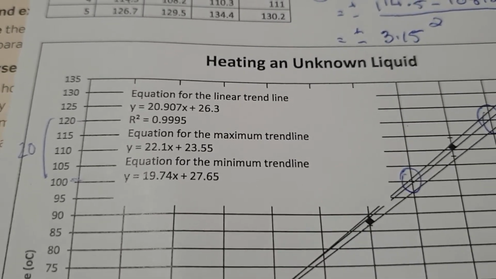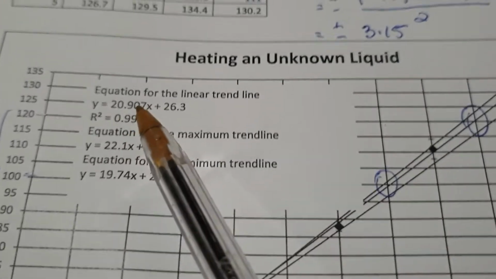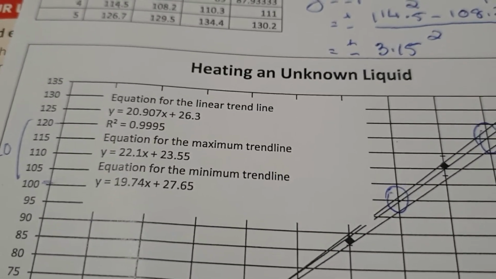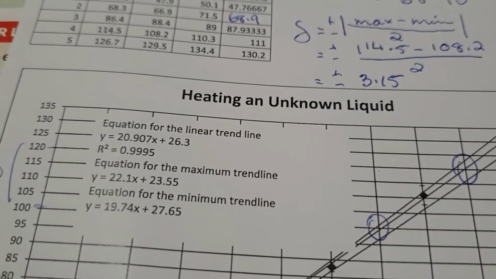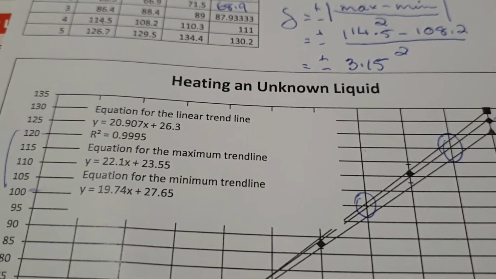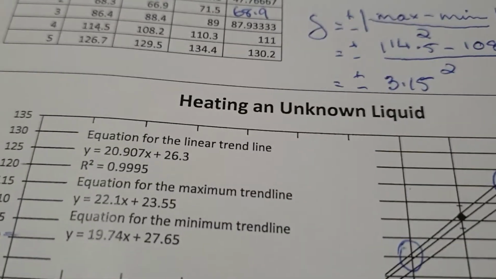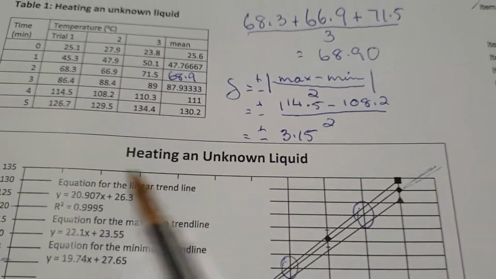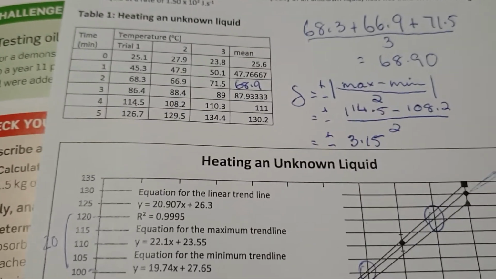5.5 into the equation. So 20.907 times 5.5 plus 26.3, and we should get 141. So does that look reasonable? Looks like it would be on the next band there. Yeah, so you can do it that way too.